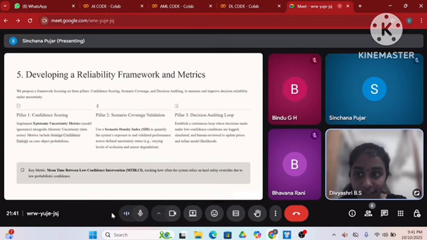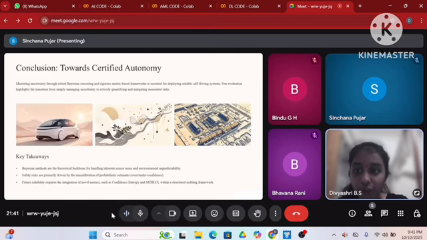Now coming to the next slide, the conclusion, towards certified autonomy. Mastering uncertainty through robust Bayesian reasoning and a rigorous metric-based framework is essential for deploying reliable self-driving systems. Our evaluation highlights the transition from simplifying the uncertainty to actively quantifying and mitigating associated risk.